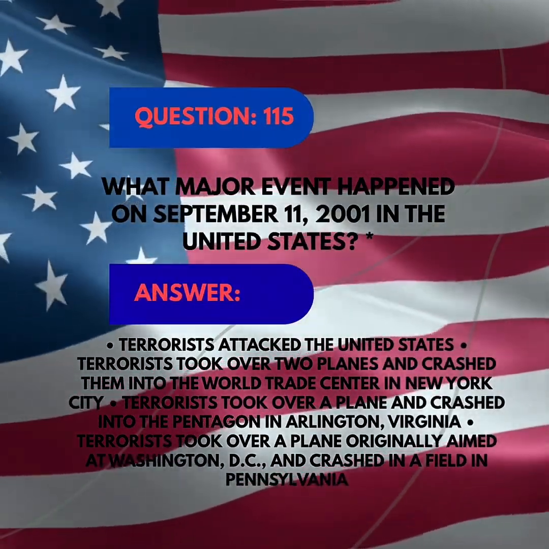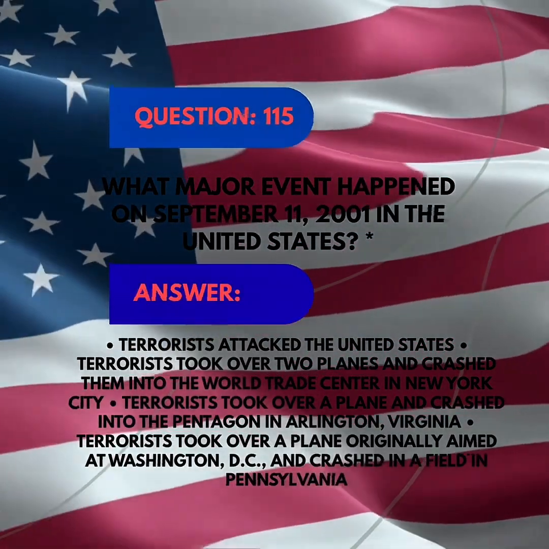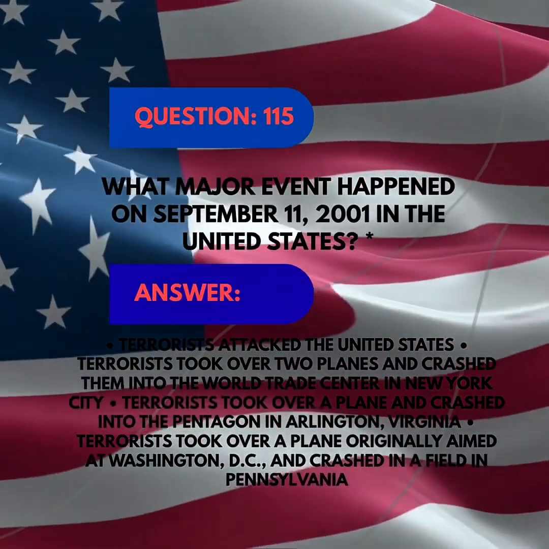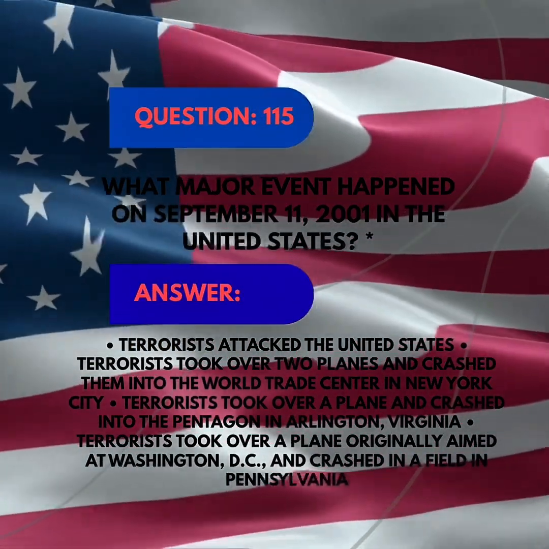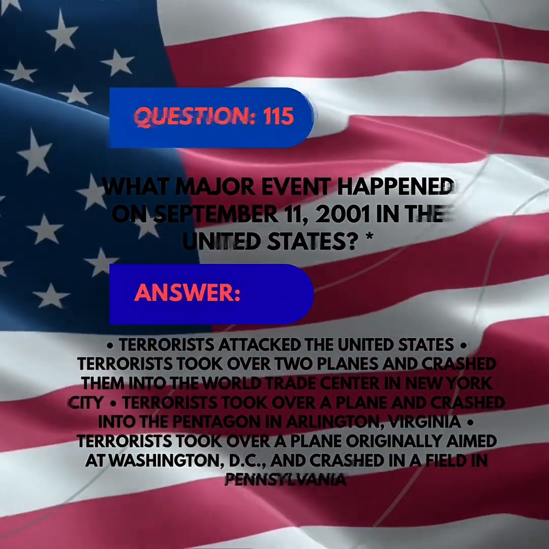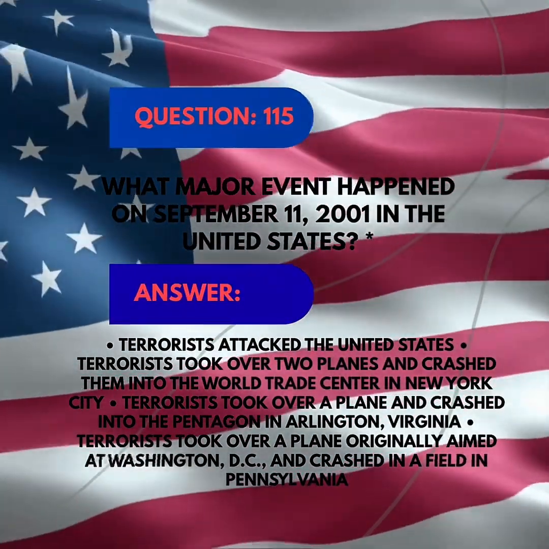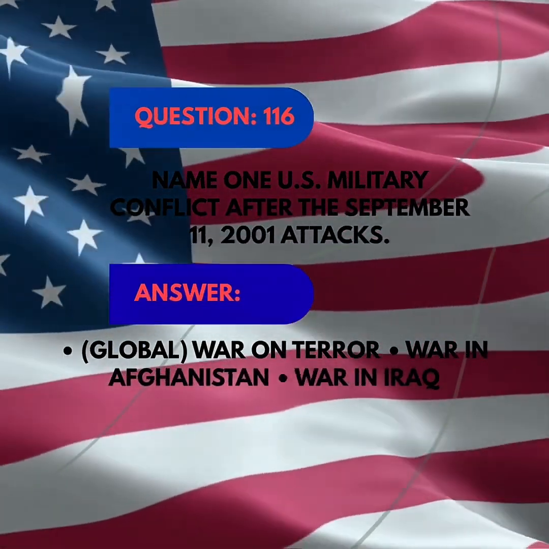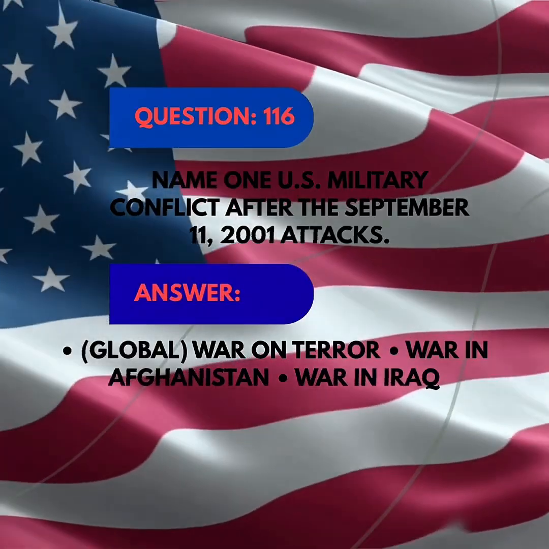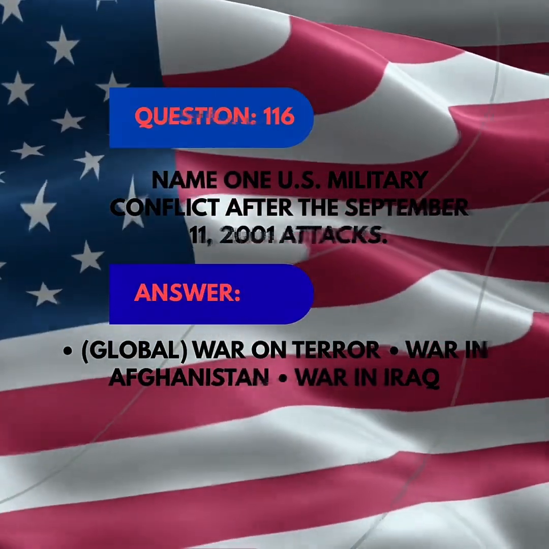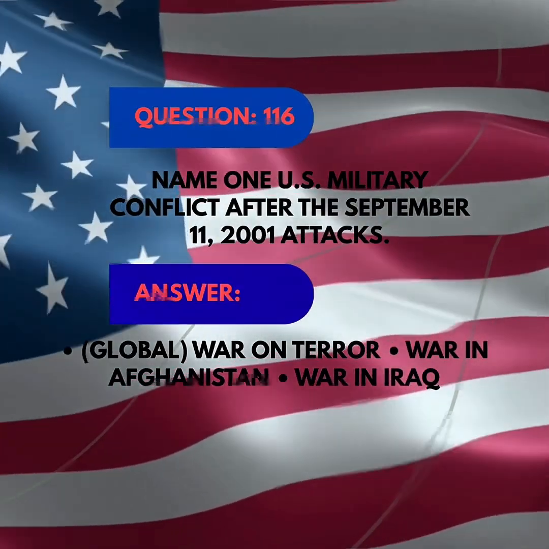Question 115. What major event happened on September 11, 2001 in the United States? Answer: Terrorists attacked the United States. They hijacked planes and crashed them into the World Trade Center, the Pentagon, and a field in Pennsylvania. Question 116. Name one U.S. military conflict after the September 11, 2001 attacks. Answer: The war in Afghanistan, the war in Iraq, and the global war on terror.